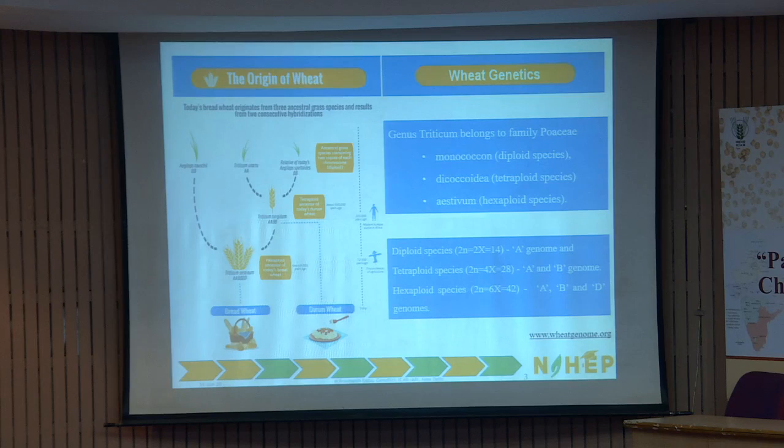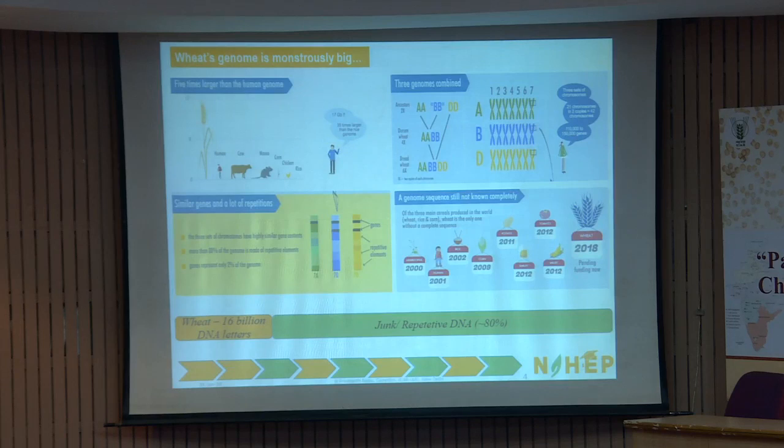As I said, the diploid species we call monococcum, the tetraploid we call dicoccoides, and the hexaploid species aestivum. As far as genome is concerned, the diploid species has only one genome, with 7 homolog chromosomes, the tetraploid wheat has 14 homolog chromosomes, and the hexaploid has 21. If you take a copy of that, it becomes 42 chromosomes. Next, please.